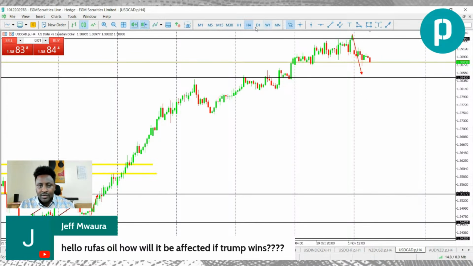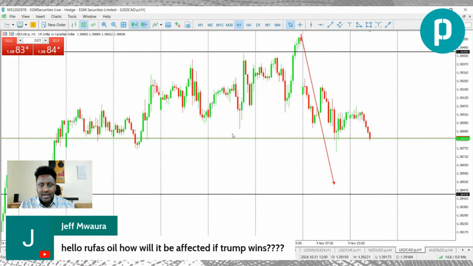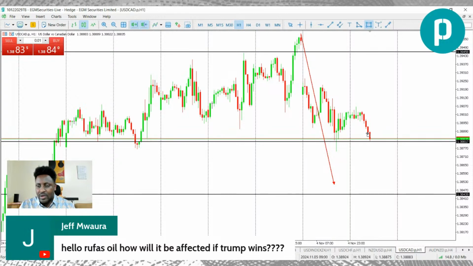On the 1-hour chart, this is how it looks. Of course, we have a major support area here. It is currently being retested. And if the market breaks, then we will be looking at a potential move here. So if we happen to see a break below here, then the drop to 1.38489 becomes quite an expectation. Easy to observe, just wait for that push to happen.